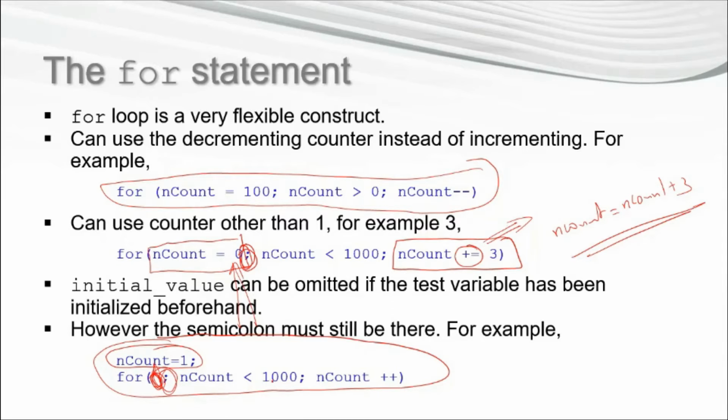Then n count is less than 1000. We are checking whether n count is less than 1000. If n count is less than 1000, then whatever is inside this block of code, that is to be executed. Then n count plus plus.